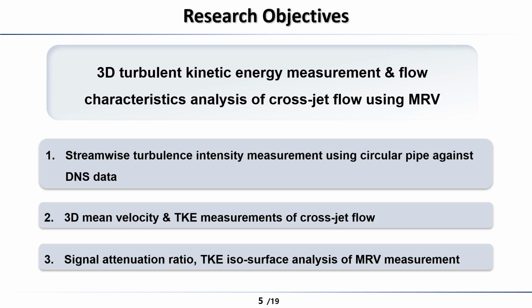The primary objective of this research is to measure and analyze 3D TKE and flow characteristics of CrossJet flow using MRV. First, we measured the streamwise turbulence intensity in a circular pipe using MRV and compared it to DNS data. Then we conducted measurement of 3D mean velocity and TKE of CrossJet flow using MRV. Finally, we conducted an analysis of signal attenuation ratio and TKE isosurface based on MRV measurements.